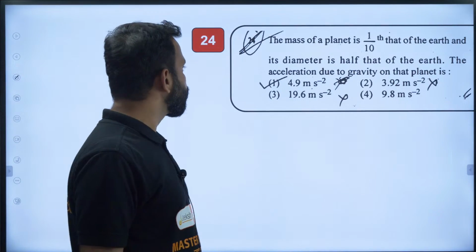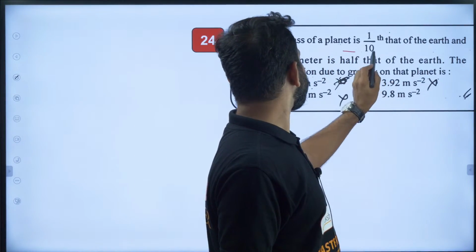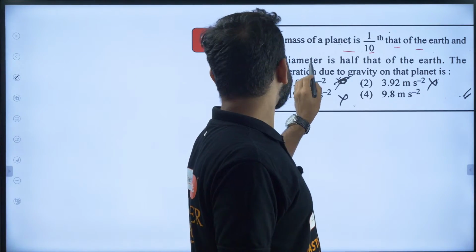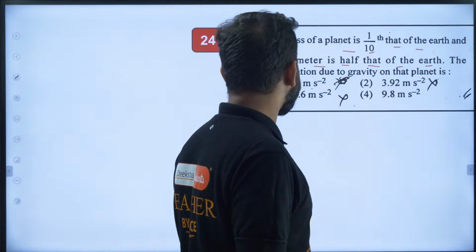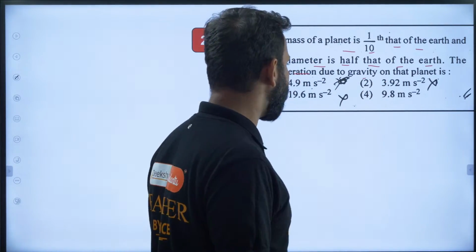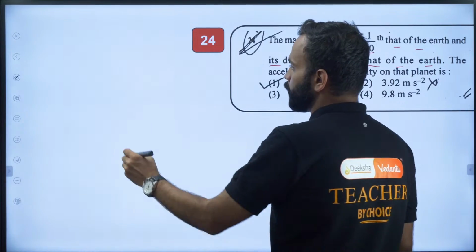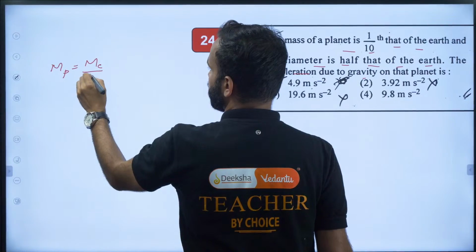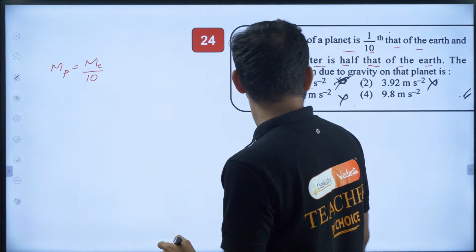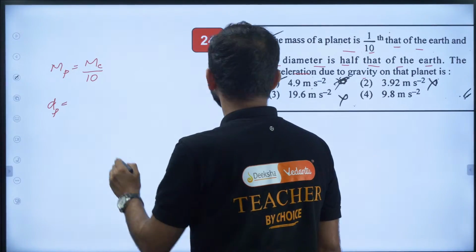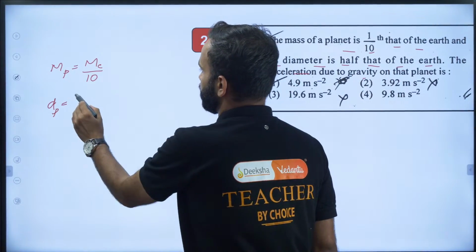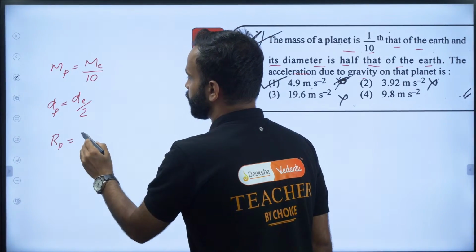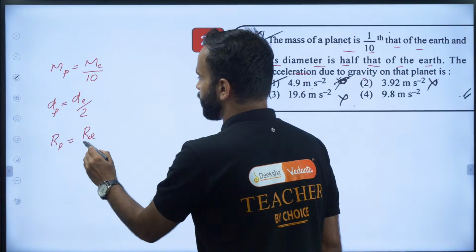Next one, question number 24. The mass of a planet is 1/10th that of the Earth, and its diameter is half that of the Earth. The acceleration due to gravity on that planet? So mass of the planet is 1/10th times mass of the Earth, and diameter of the planet is half that of the Earth, that is dE by 2. Therefore the radius of the planet is also half of the radius of the Earth, RE by 2.